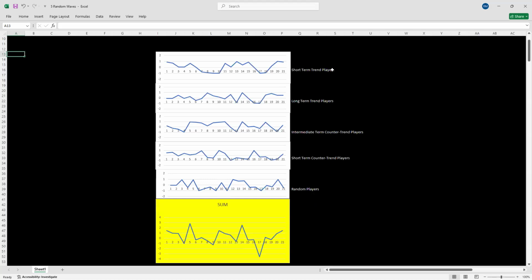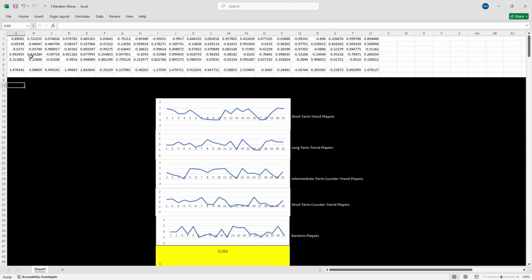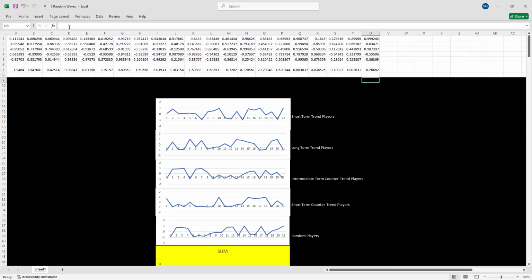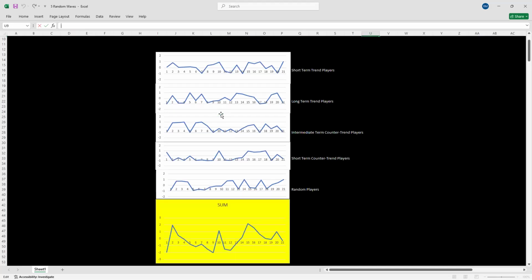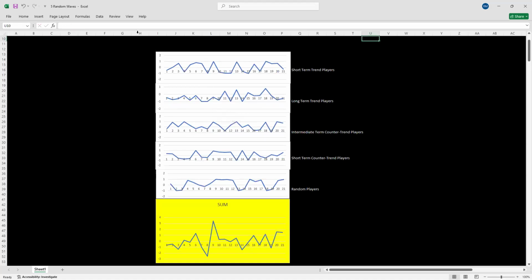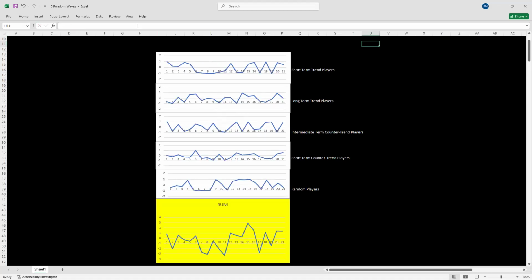You've got 5 different potential groups of traders, including a random component. And I coded this up so that it would generate and regenerate using the formulas that I have here. So if I hit my cursor back again, it'll generate a different chart. Different chart, different chart, different chart.